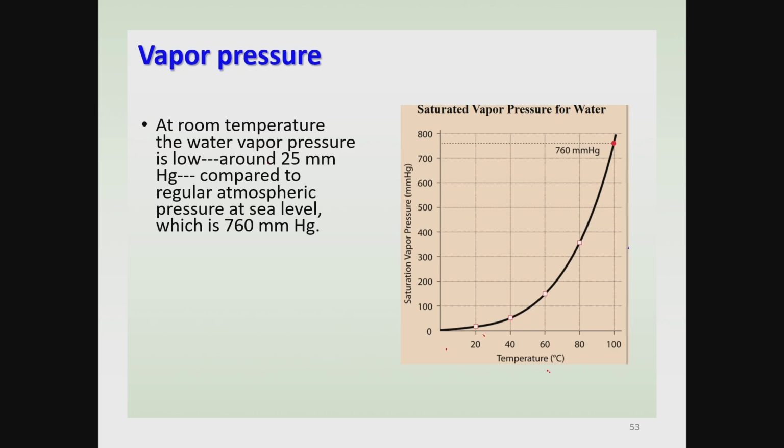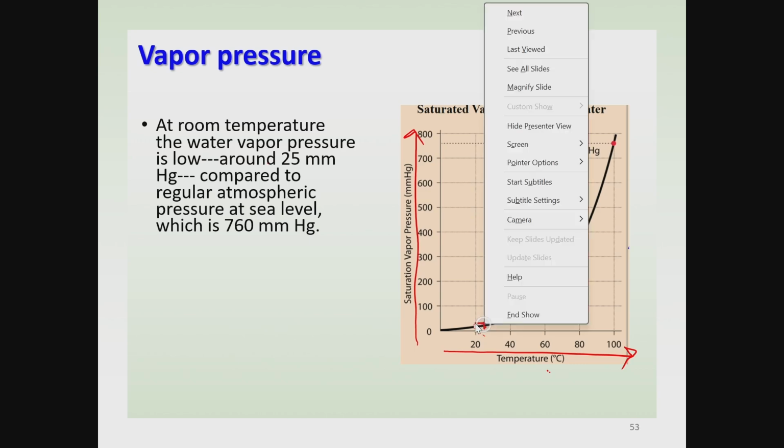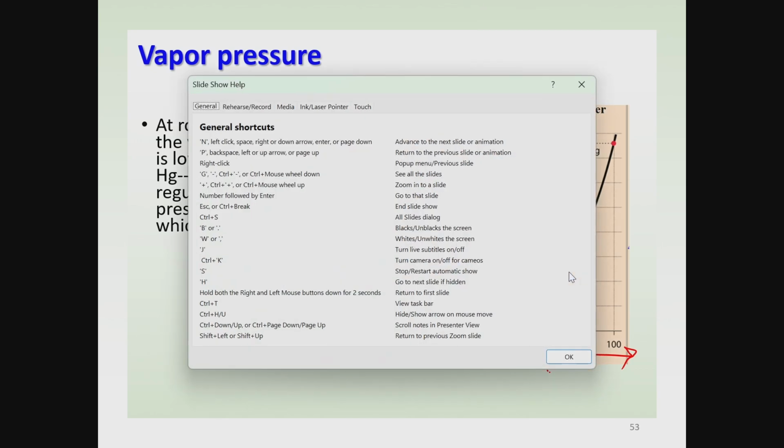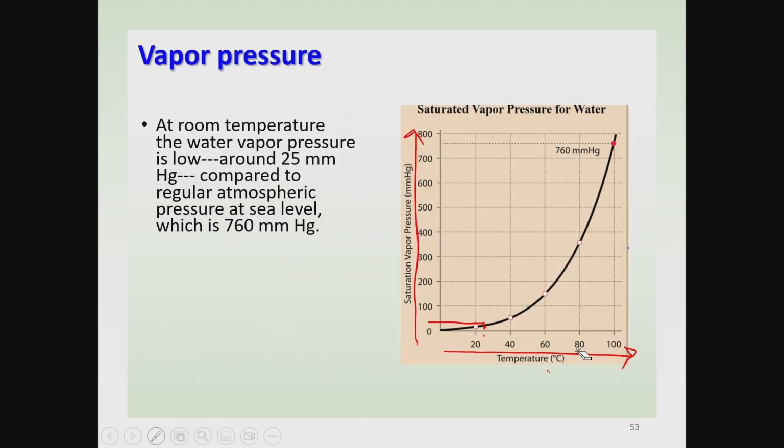I want you to notice here that on the x-axis, we are graphing temperature, and on the y-axis, we are graphing vapor pressure. So on the glass board, I was imagining we're at room temperature. Room temperature is about 25 degrees Celsius. And at 25 degrees Celsius, we can figure out here that we're at about 25 millimeters of mercury pressure.